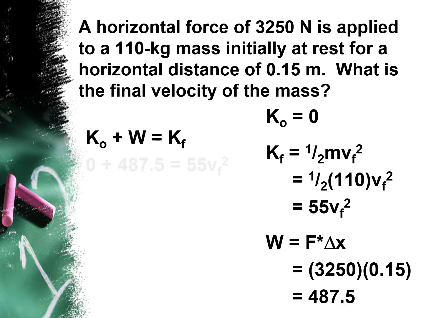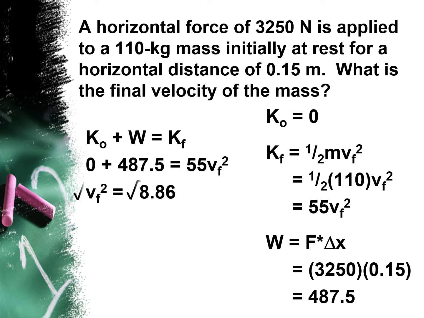So that gets plugged in, and then we get the initial kinetic energy, which is zero, added to 487.5, and that's going to be equal to 55 times the final velocity squared. So then we divide both sides by 55, and then we square root both sides in order to figure out that final velocity, and we get 2.98 meters per second. And that gives us our final velocity for this problem.